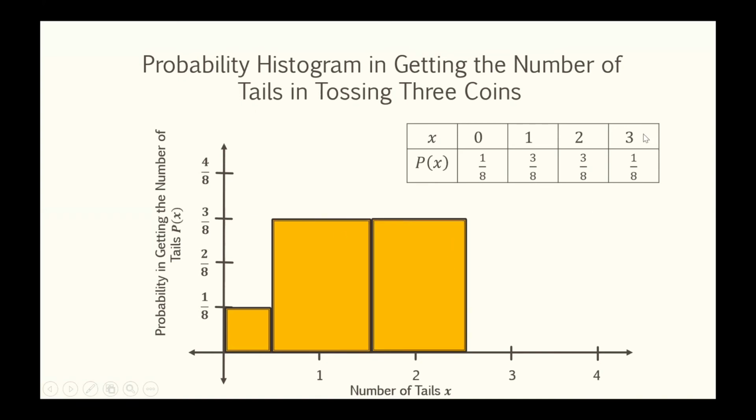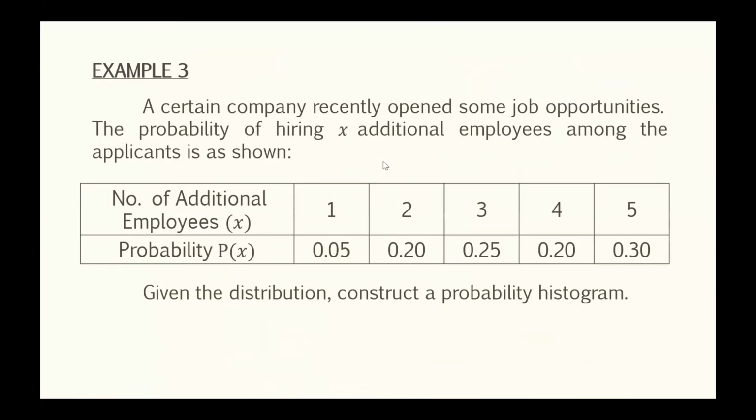And then last, if X is equal to 3, its probability is 1 over 8. You'll start from the midpoint of 2 and 3 up to the midpoint of 3 and 4. The height of this bar is 1 over 8. Now, this is the probability histogram in getting the number of tails in tossing 3 coins.